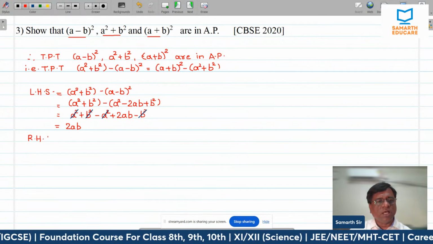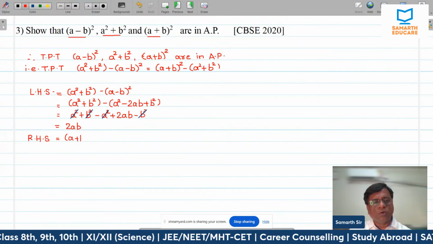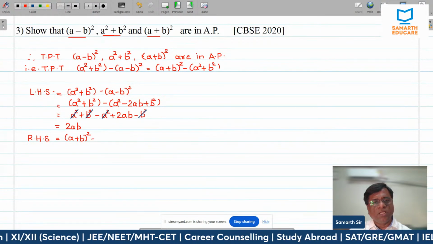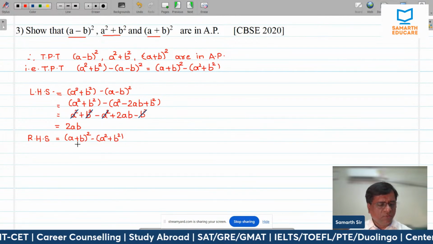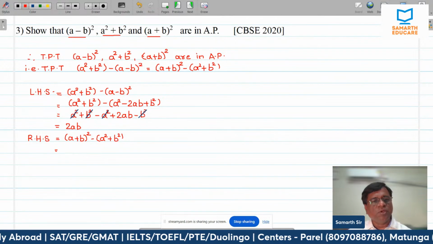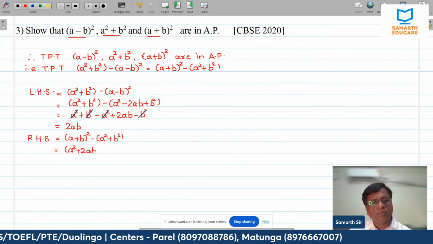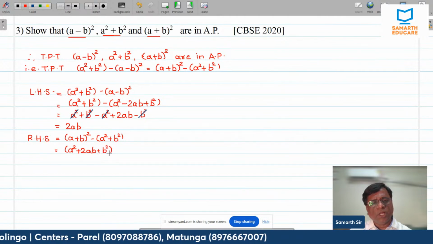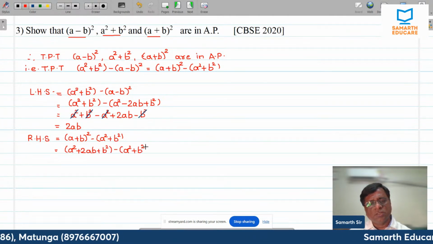If they are the same, that means (a plus b) whole square minus (a square plus b square). Okay, the first part is a simple expansion according to algebraic identities. (a plus b) whole square is a square plus 2ab plus b square, minus (a square plus b square).